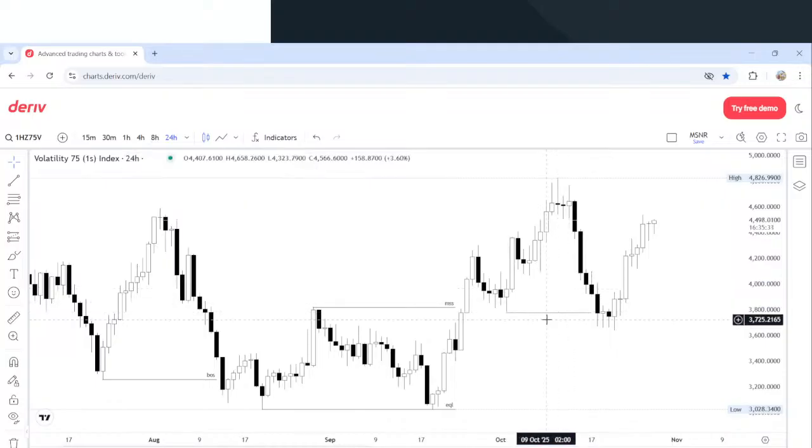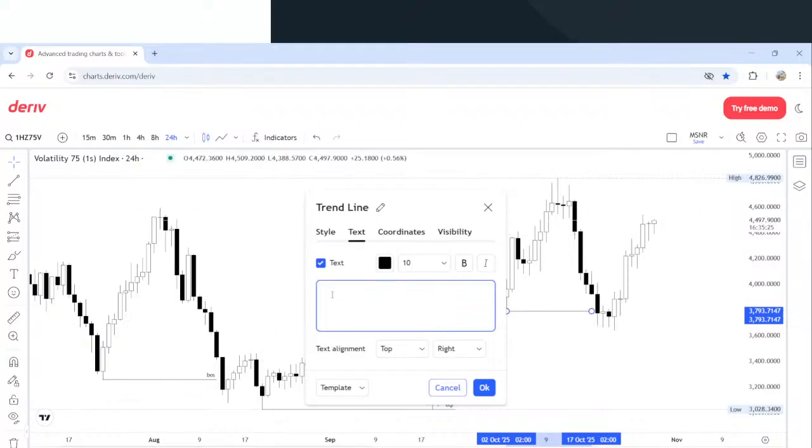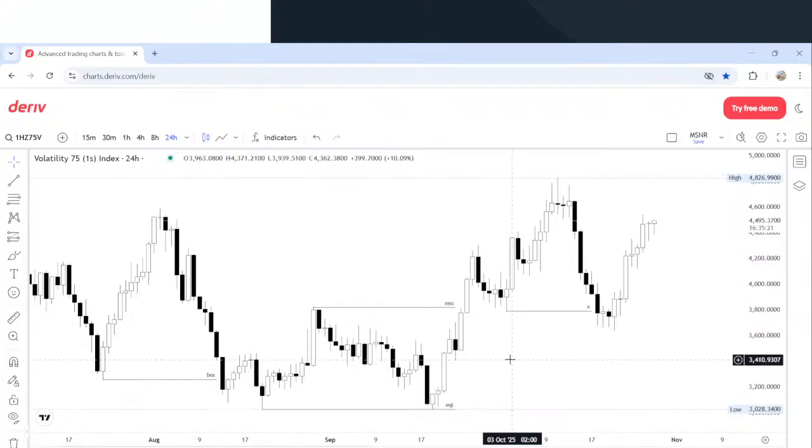Here is my liquidity. All right, there is my liquidity. So I guess it was taken out by this, but I'm trying to figure out where did it bounce here.